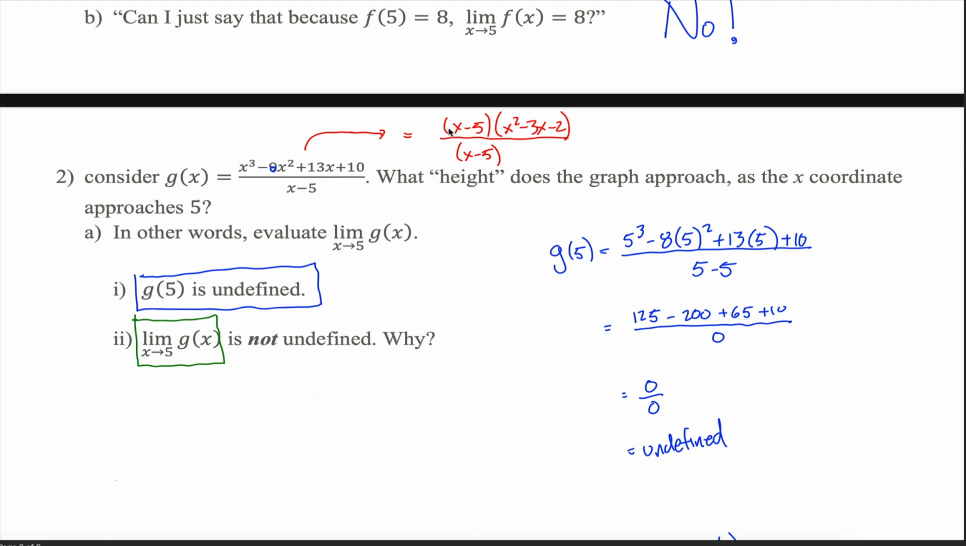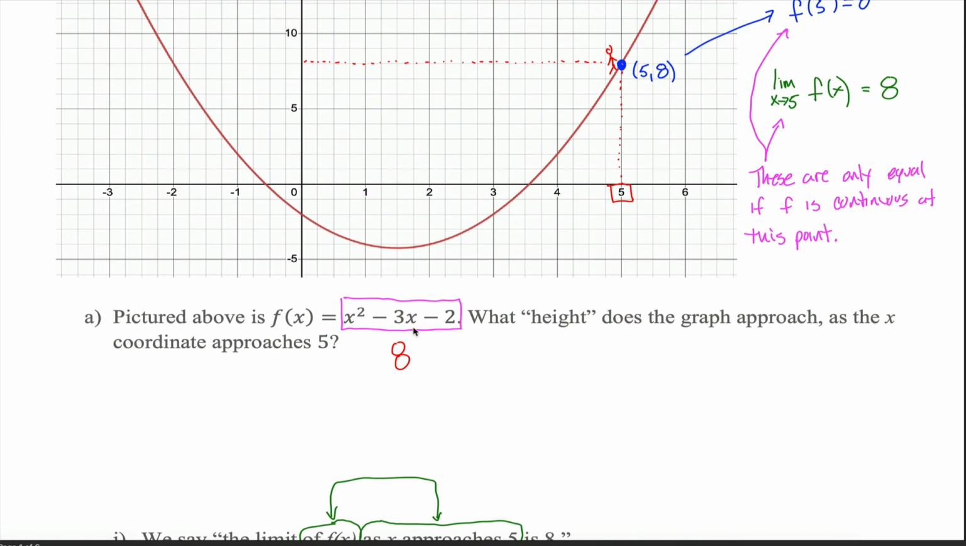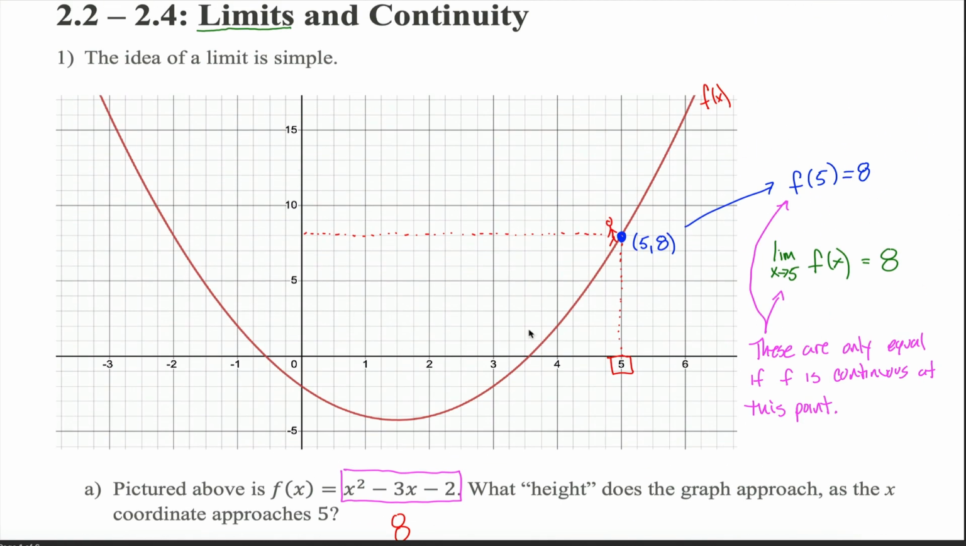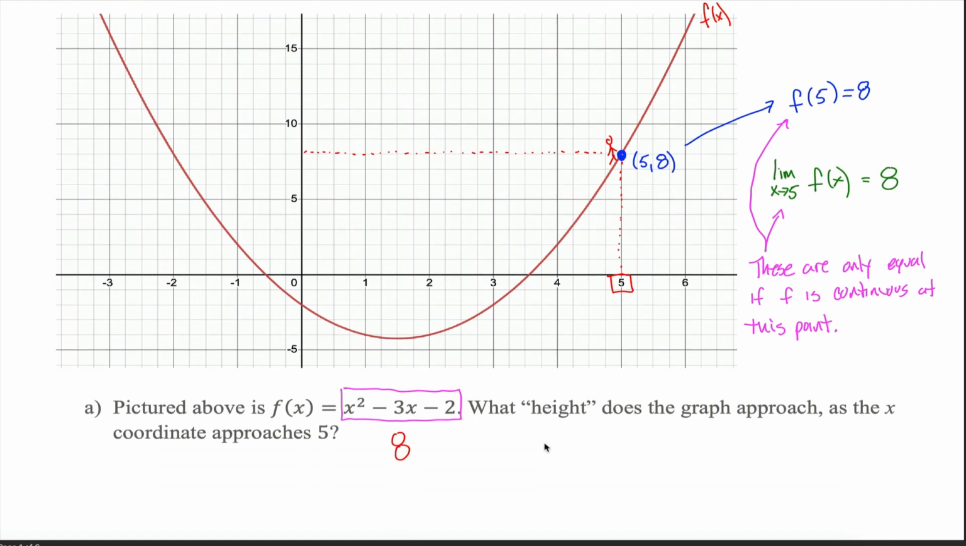How did you know x minus 5 was going to be a factor? Because look at what happens when you plug 5 into that polynomial up top. 0 comes out. That means 5 is a root of the polynomial up top, which means x minus 5 must be a factor. And because I already have an x minus 5 in the denominator, I can cancel out these two x minus 5's, and what I'm left with is just x squared minus 3x minus 2. Wait a minute, x squared minus 3x minus 2, that seems really familiar. Where have I seen that before? That's exactly the polynomial that we have up here, x squared minus 3x minus 2.